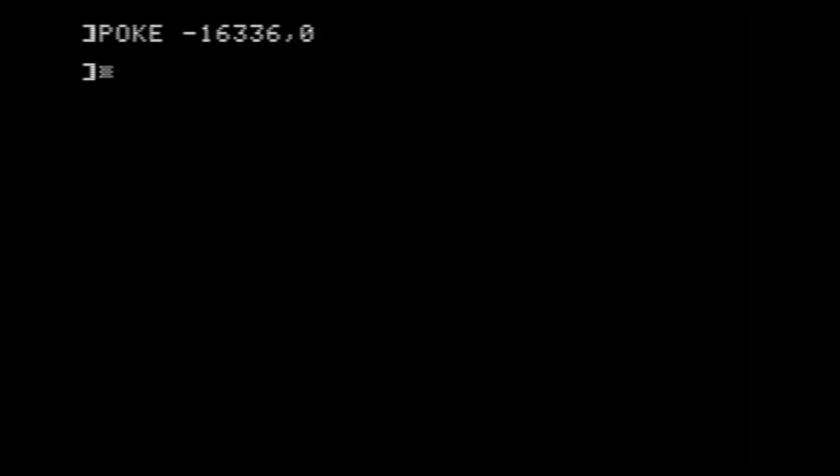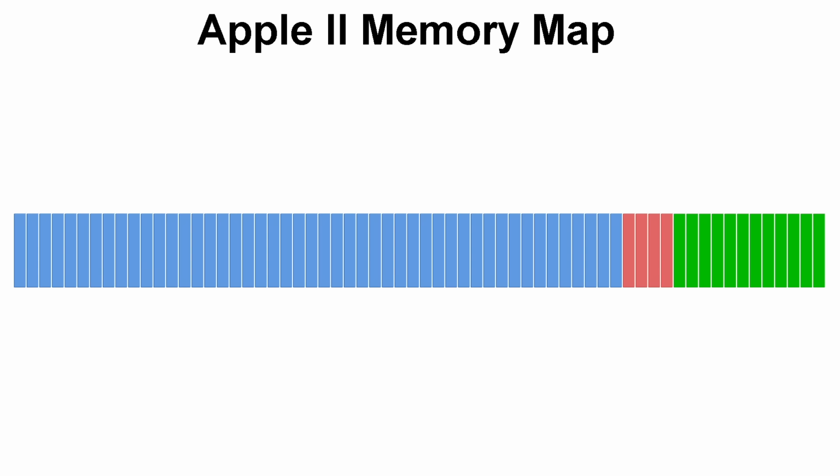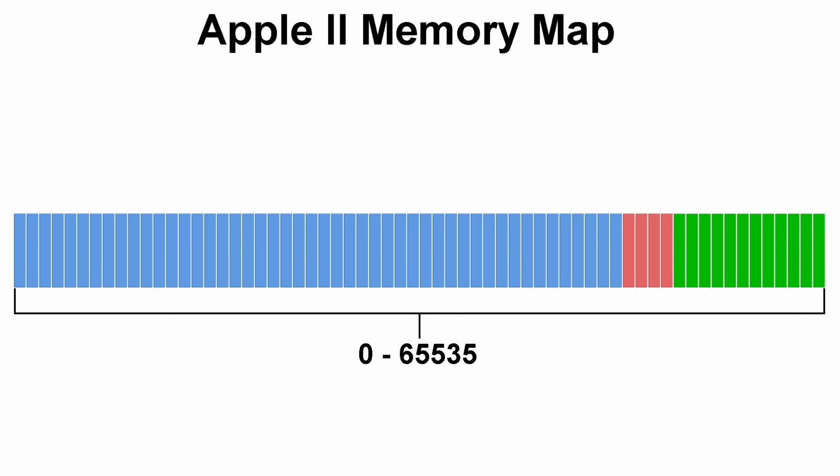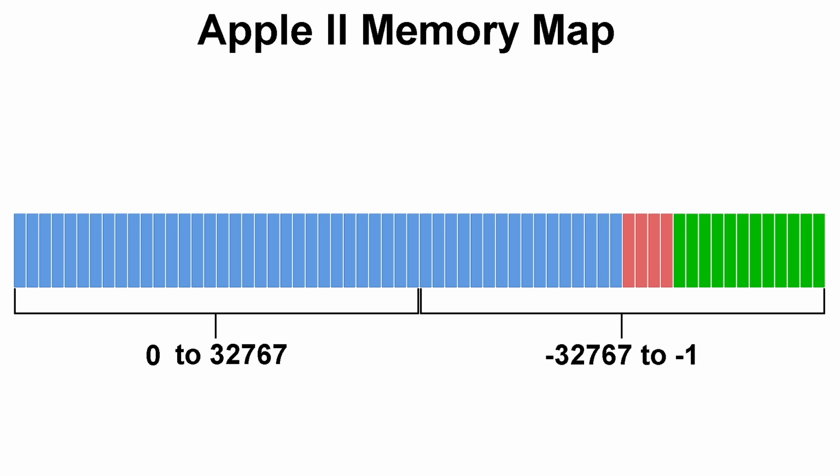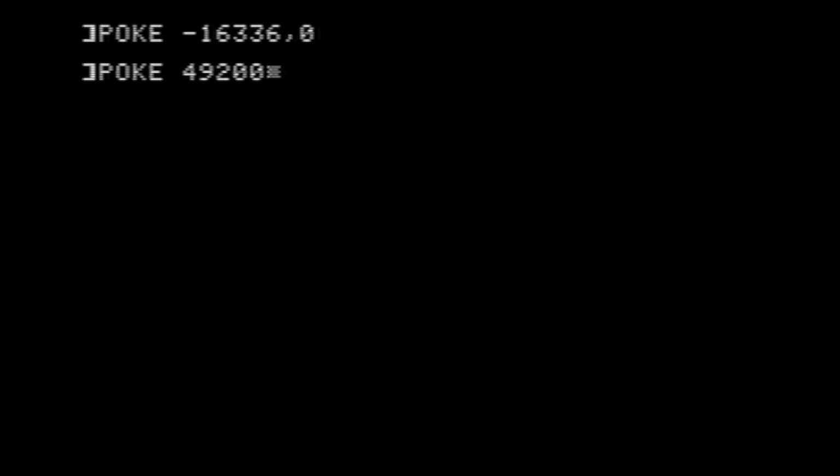Now, you might be wondering why you would poke to a negative number. This is a quirk of the original integer BASIC that shipped with the original Apple II, and you had to access the memory range differently. Instead of 0 to 65535, it would be -32767 through +32767. On later Apple IIs with AppleSoft BASIC, you could do a more straightforward poke 49200, and it would work just as well. You could also peek the address, and as you'll see, you'll get the same result.